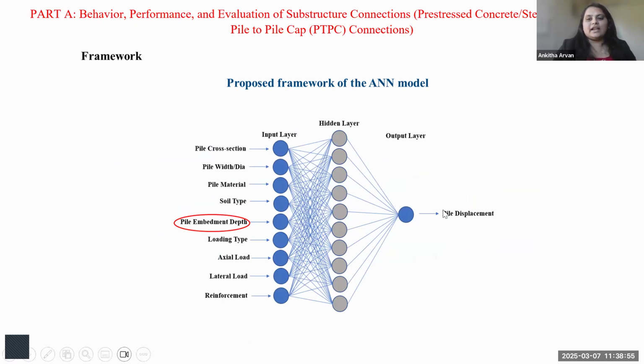So the main idea is to calculate pile displacement, of course, but in the input layers, I tried to input pile cross section, width or diameter, material, soil type, then embedment depth, loading type, axial load, lateral load, and reinforcement details. And in the hidden layers, of course, it trains on the data and gives the output layer, the output displacement response. Here the main focus was on embedment depth, because it affected the responses of the pile to pile cap connections very much. That's the reason I focused on the embedment depth.